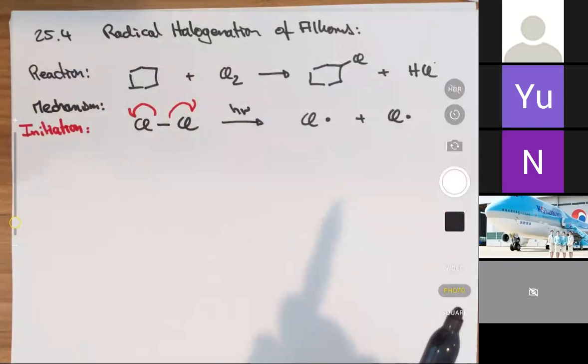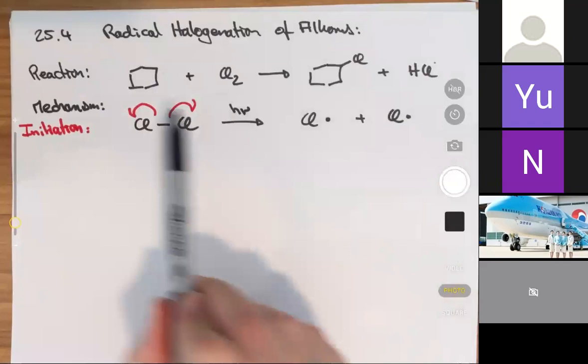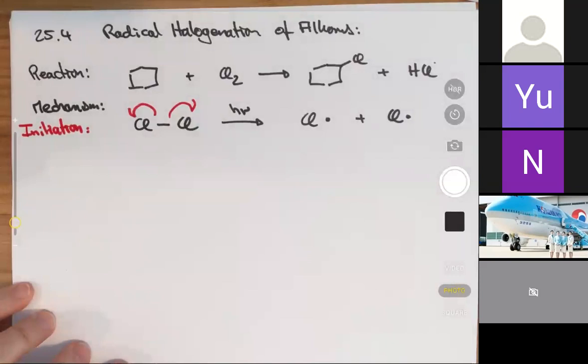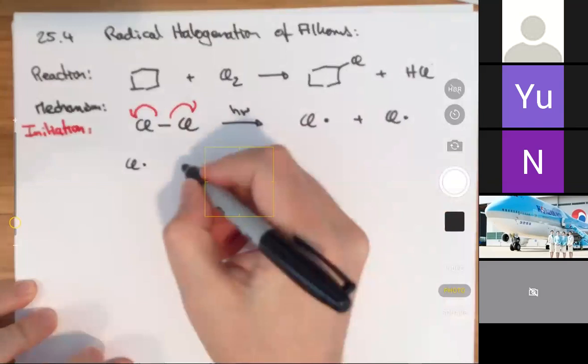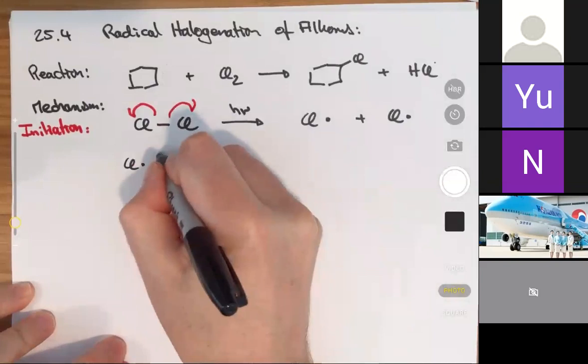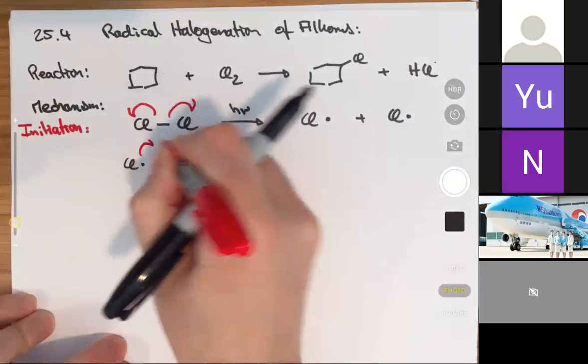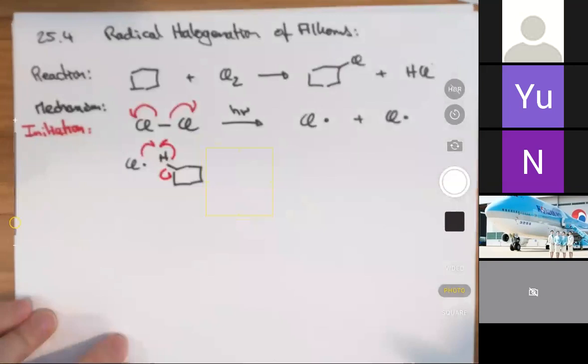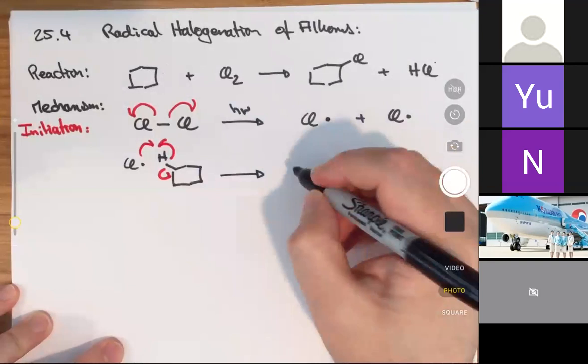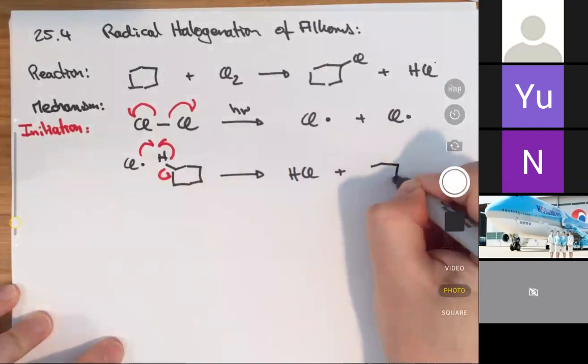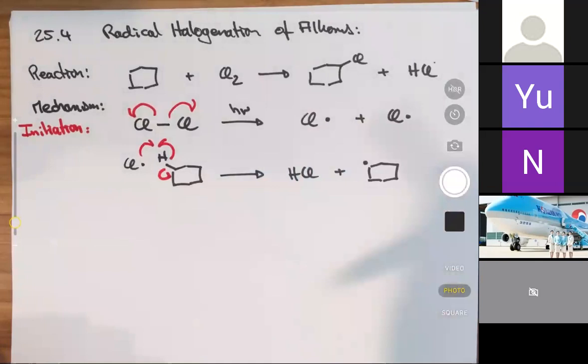Now, what happens with these chlorine radicals now that they're floating around in solution? Well, they'll meet one of those cyclohexanes and start reacting with it by abstracting a hydrogen. So the next thing that is going to happen is you're going to have a chlorine radical that will react with a cyclohexane, and it will abstract one of these hydrogens and leave behind basically HCl and a carbon-centered radical. So this is basically HCl plus cyclohexane radical, and you can call this first step essentially the hydrogen abstraction.